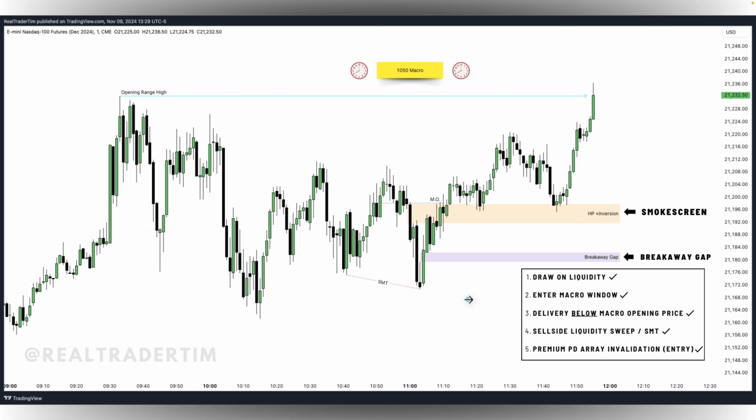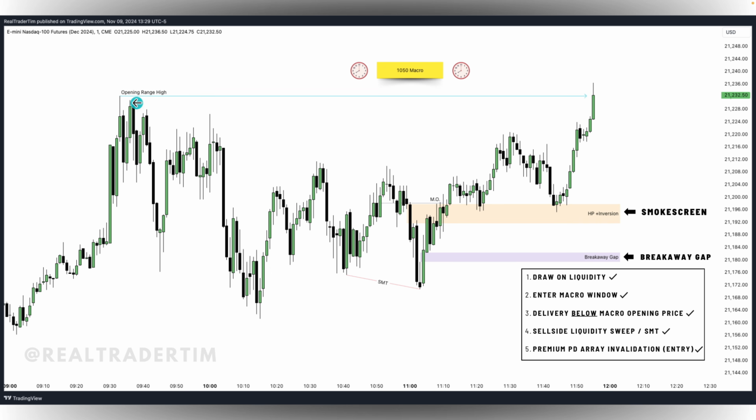Are we changing the way that we look at price? Am I changing the way that I engage with price? No, I am not. I'm simply being patient and doing nothing until these setups present themselves. So number 1, is there a clear draw on liquidity? We have opening range high, which is a session high.